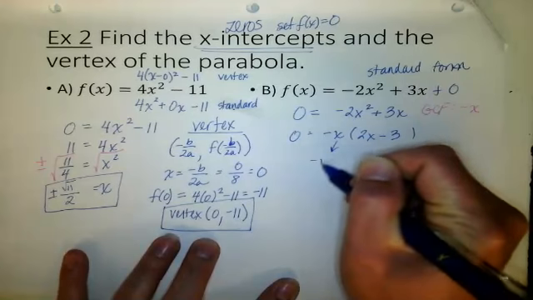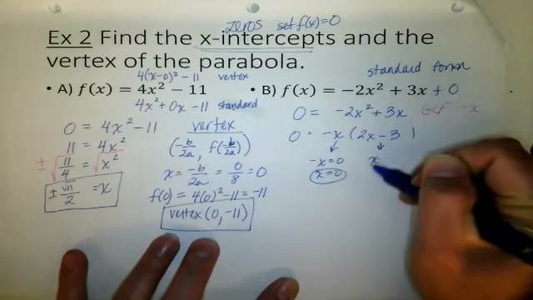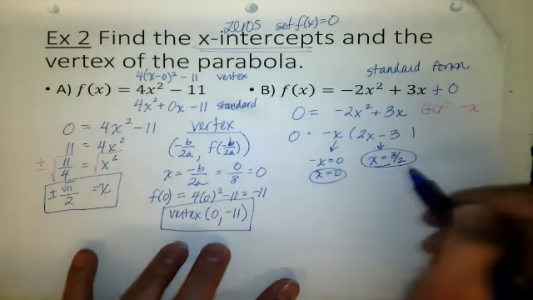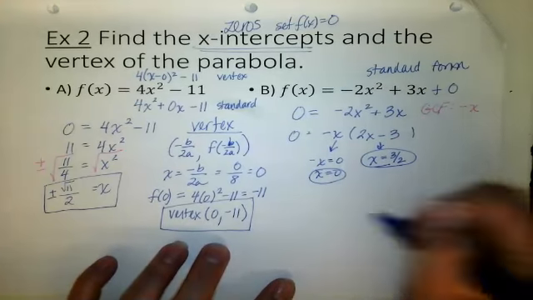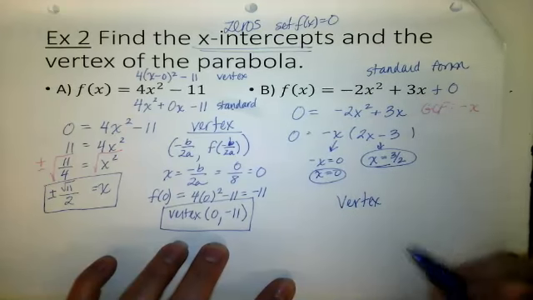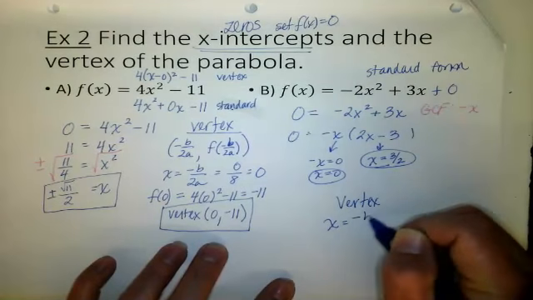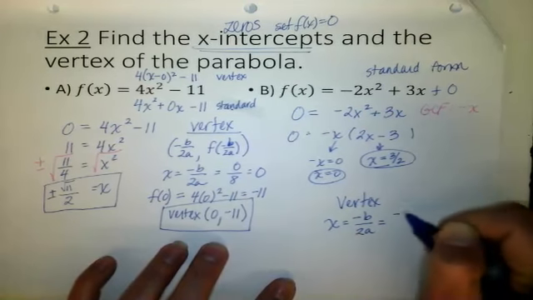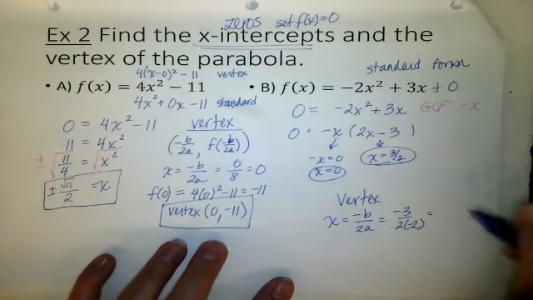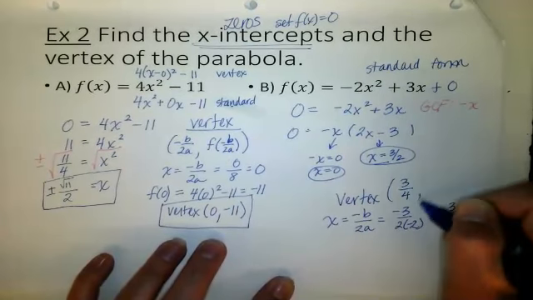And then I'm going to set each thing equal to 0. Well, that means x equals 0. And here x equals what? 3/2. Yeah. So there's our x-intercepts. And if I want to find the vertex, how do I find the x-coordinate of the vertex? 2 times -2. Good. -3 over 2 times -2, which is going to give me 3/4 for my x coordinate of the vertex.